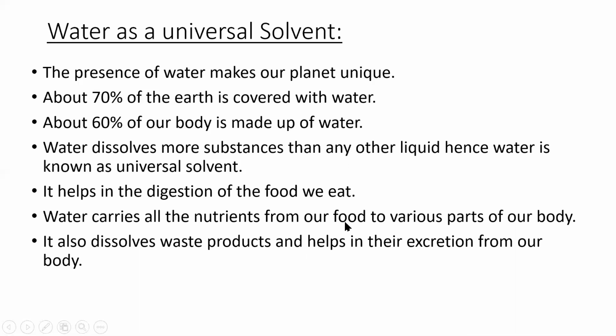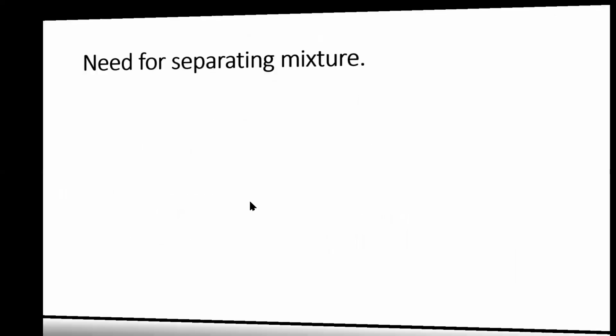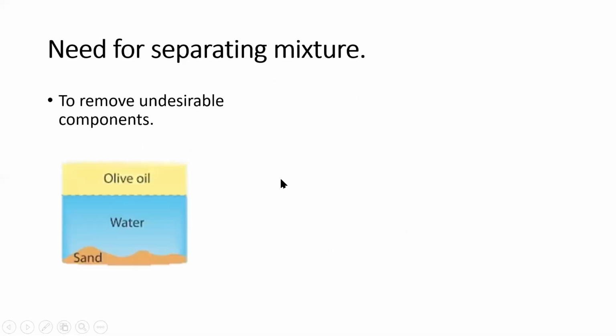Certain toxic substances like urea are present in the blood after digestion. So that gets dissolved into water, and through urine it is expelled out of our body. So water plays a very crucial, important role in this. Moreover, you are aware of the photosynthesis process. Water is very, very important in the process of photosynthesis. Green plants prepare their own food with the help of the nutrients in the soil along with water, right?